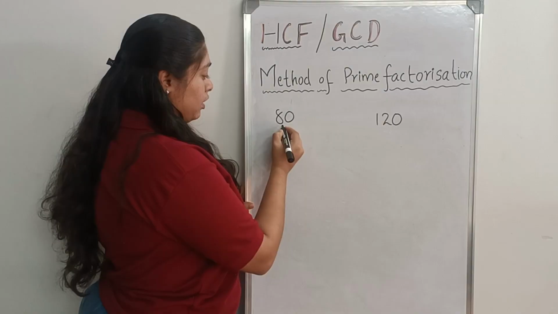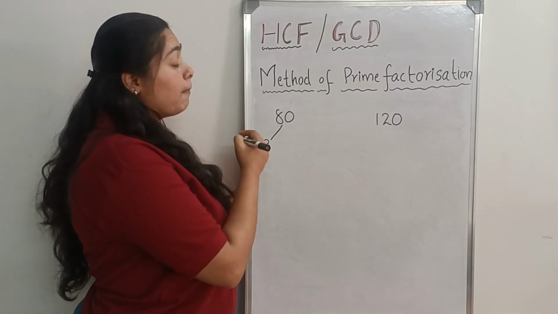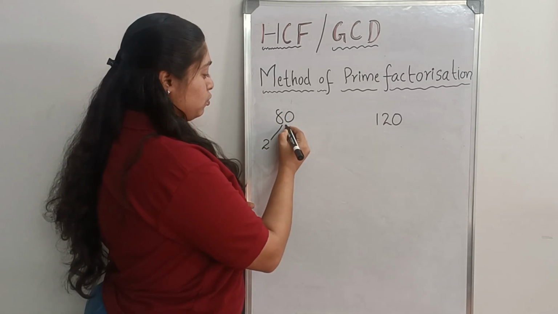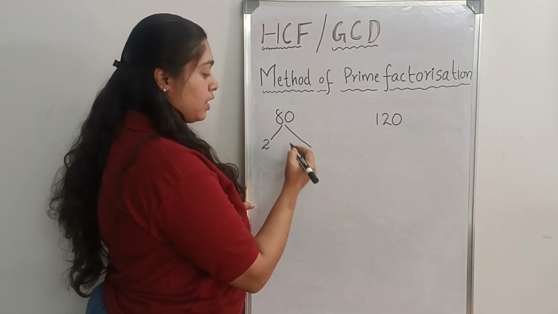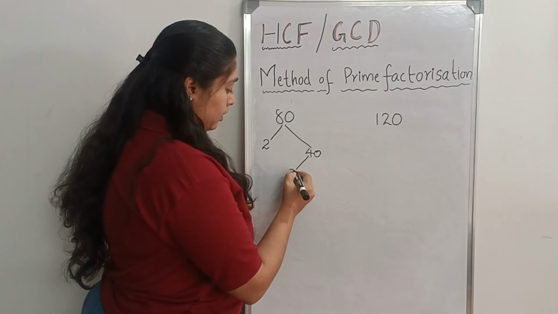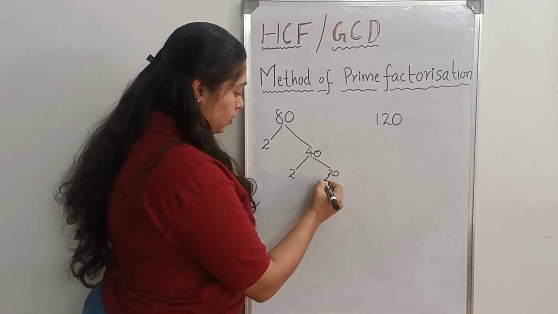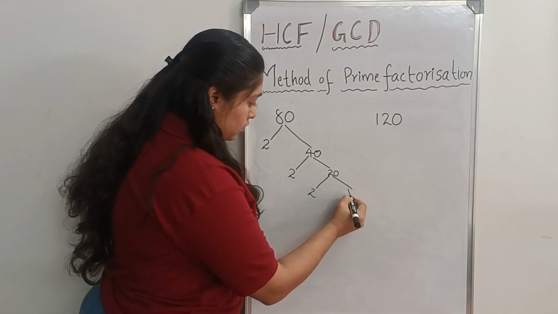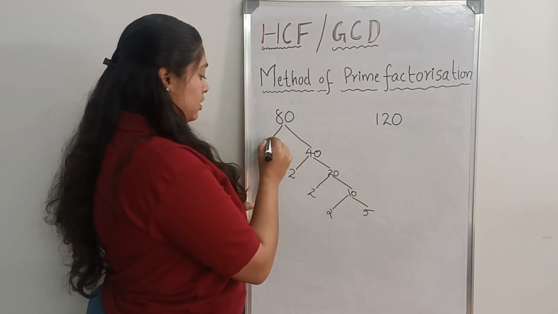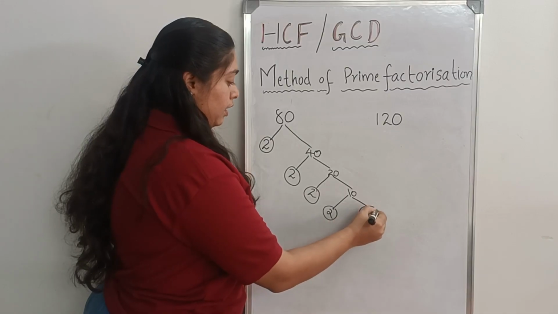Now, I'm going to start by taking a prime number, 2. I know definitely 2 is a factor of 80 because 80 is an even number ending with a 0. So 2 multiplied by what is 80? It's 40. 40 again I'm dividing by 2. I'll get 20. 20 again divided by 2, 10. And 10 divided by 2, 5.